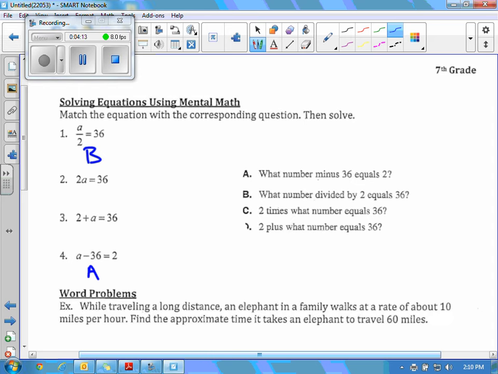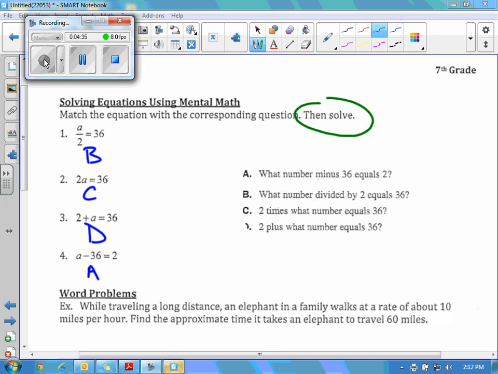C says 2 times what number equals 36? So 2 times means we're multiplying. Numbers right next to each other, so that's C. And then for D, it says 2 plus what number equals 36? So plus tells us that we're looking for addition. So that's going to be number 2. So the first part was to match the equation with the corresponding question. The second part says to solve. So you actually need to solve these equations or solve these questions. So like for number 1, it matches up with B, which is what number divided by 2 equals 36. So you need to figure out what number would actually be 36 and be divided by 2. So I'm going to let you guys do the actual solving for 1 through 4.